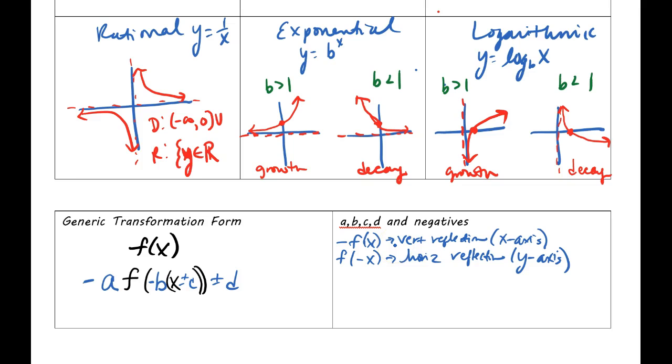Okay, now these others I'm not going to show an example. I'm just going to sort of write them all out. So A would be a vertical stretch or shrink. It's a dilation is what that's called.